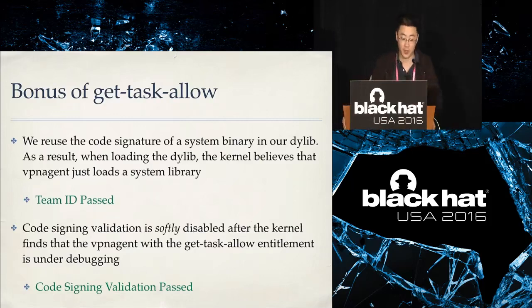So what we did is we just reuse the code signature of a system library in our dynamic library, so that when you load the library, the iOS kernel believes that you are trying to load a system library. So team ID is okay. But when the library gets executed, it will trigger a code signature invalidation error. But the kernel finds that it's being debugged, and the process has a get-task-allow entitlement. So the kernel won't kill the program, and our dynamic library can continue to run and exploit the kernel.